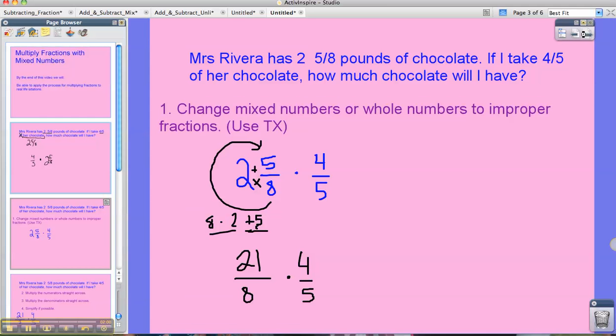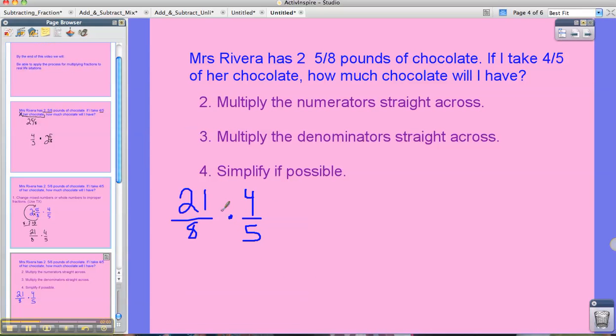So let's look at what we do next. We have 21 over 8 times 4 over 5. It says next we multiply the numerator straight across, then we multiply the denominator straight across and simplify if possible. So in adding and subtracting, we had to find a common denominator and leave it like that, but since we don't have a common denominator when we're multiplying, we just multiply those straight across. So this is going to be rewritten as 21 times 4 over 8 times 5.